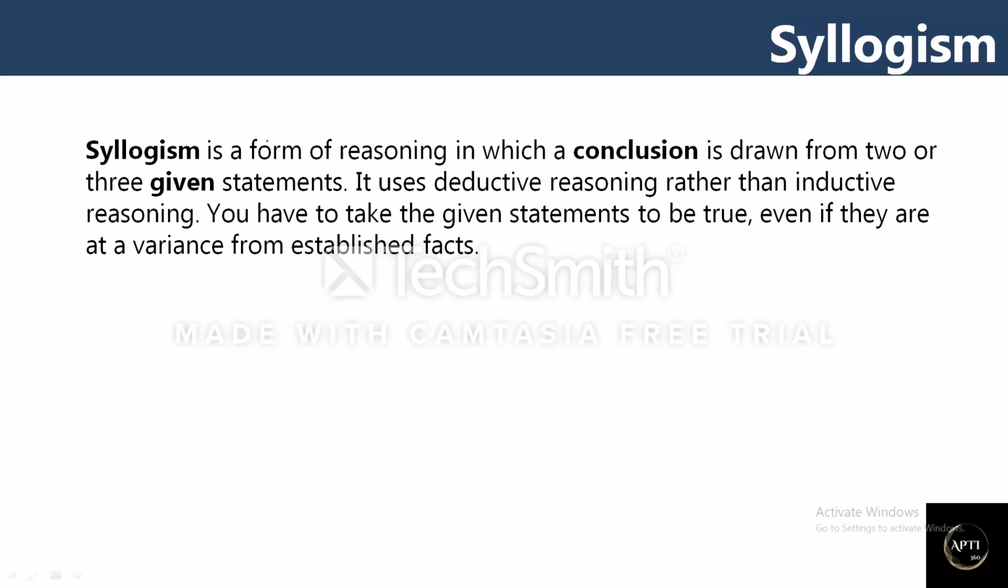The most important part is the last statement: you have to take the given statements to be true even if they are at variance from established facts. Sometimes the given statements will include conditions like universal facts. Irrespective of universal facts, we need to identify which conclusion is correct, just by the logic. We should not consider any universal facts from the statements.